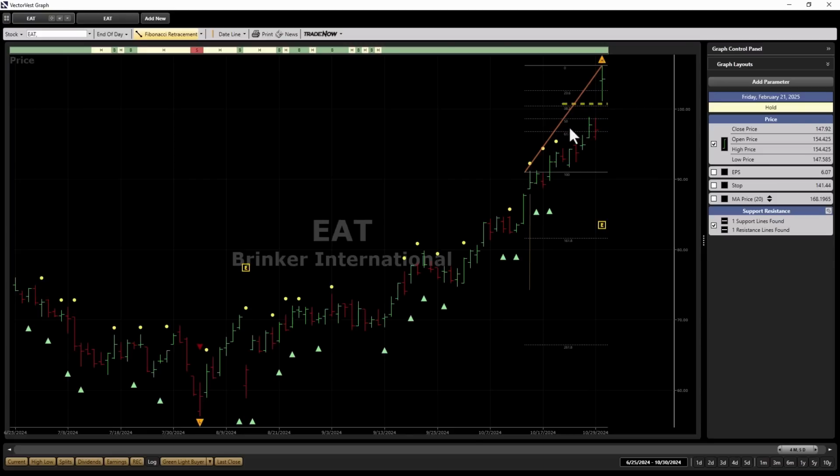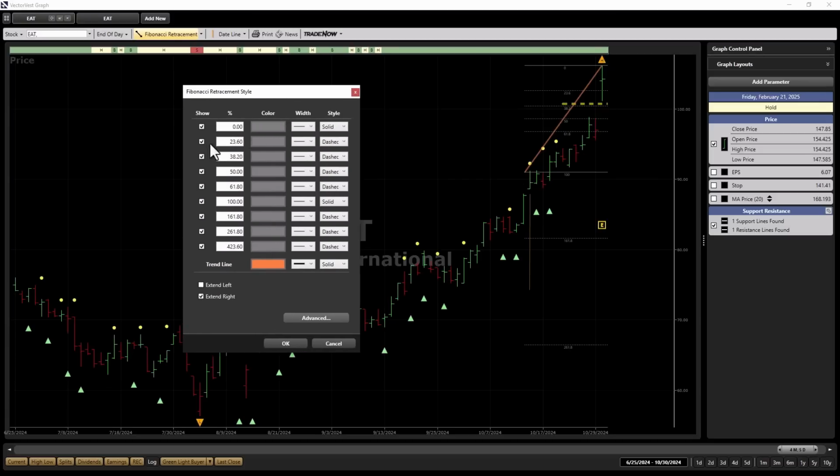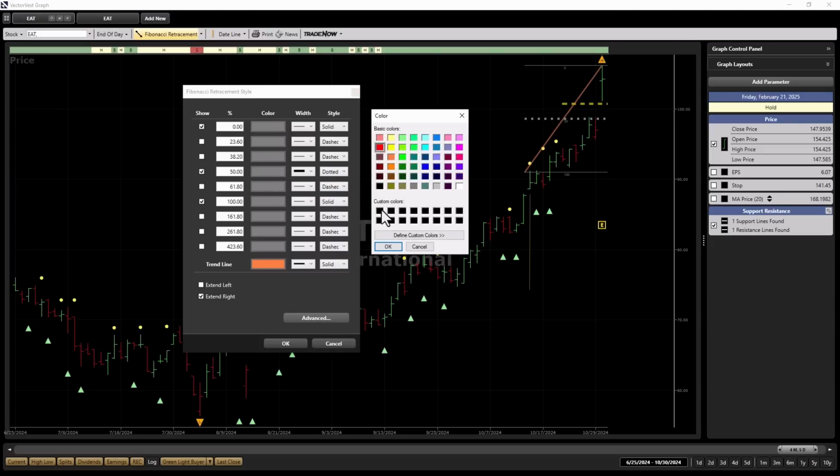Now, I'm going to go into my Fibonacci, go to Style. Here's what I like to do. This is just me. You can adjust this color any way you like. I'm going to turn off everything except 0, 50%. I like to keep 100 on there because it kind of gives me some levels where my lines are drawn. And then I'm going to take this one, also make it a little thicker, and we'll do a dotted line there, and I'm going to make that color red.